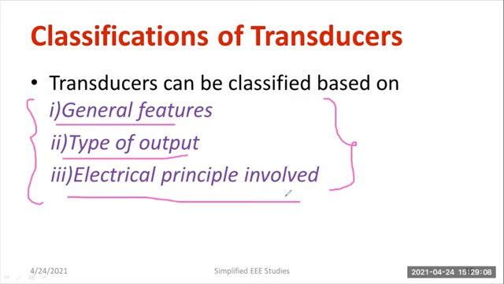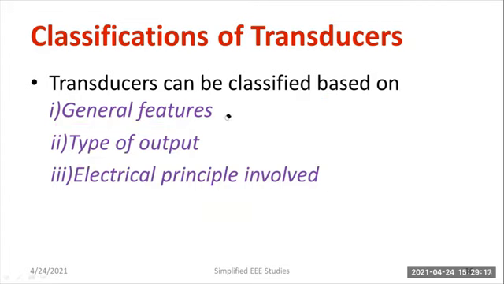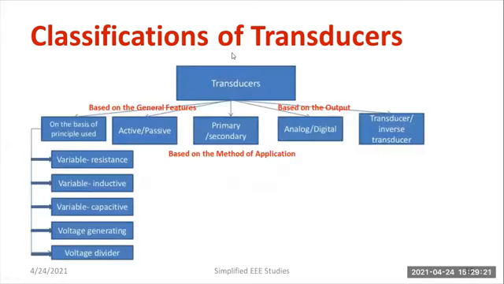First of all, let me show you a flow chart so that you will get a broad idea about the entire classification of transducers. So, moving on to the flow chart regarding the classification of transducers. First and foremost, based on the general features, you can divide the transducer into active transducer and passive transducer.